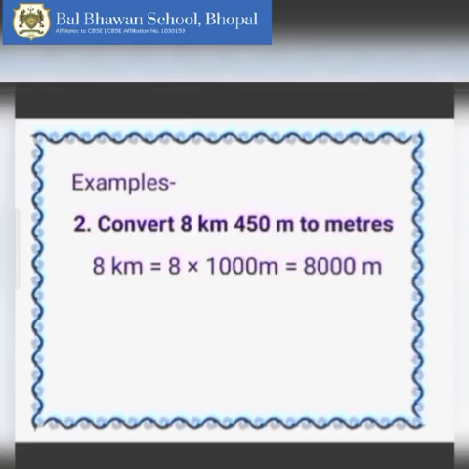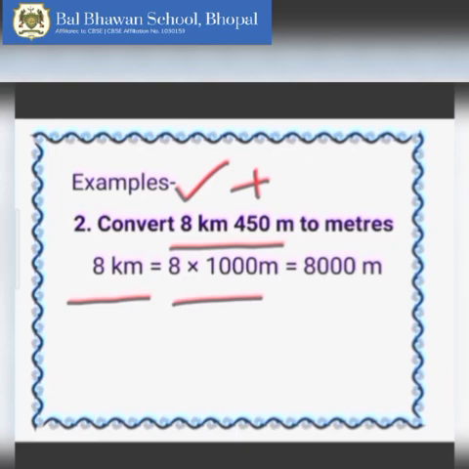Now look at another example of conversion in which the value we are going to convert is given in kilometers and meters combined. So in this we will change the kilometers and we will add the value of meters to it. Here we have 8 kilometers. When we convert this 8 kilometers to meters, we multiply by 1000 and we get the answer 8,000 meters.